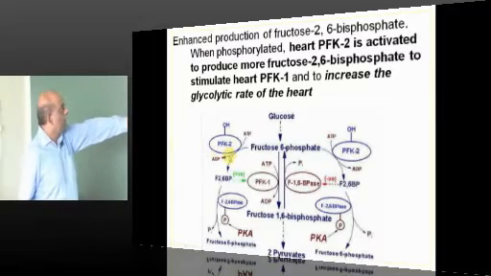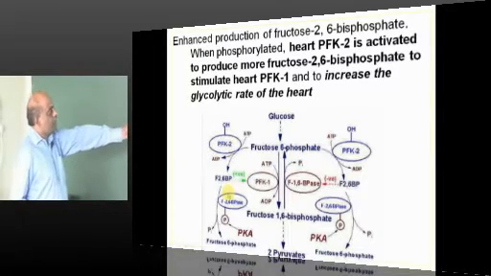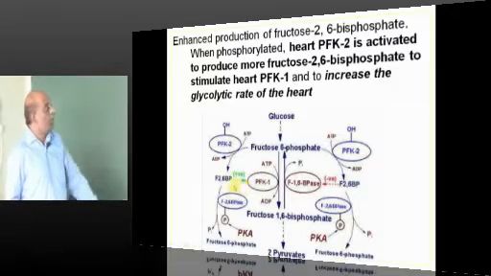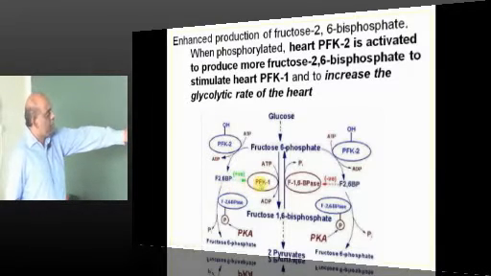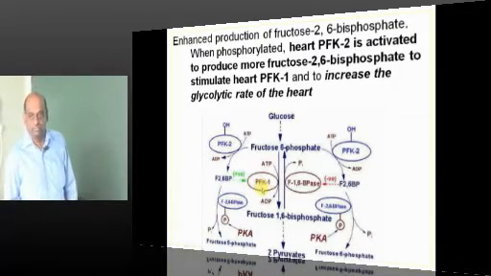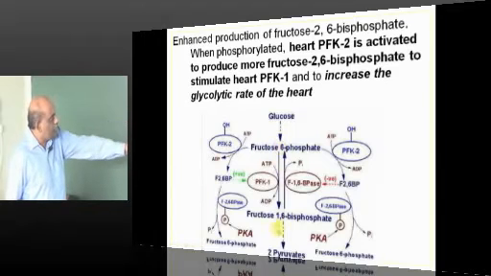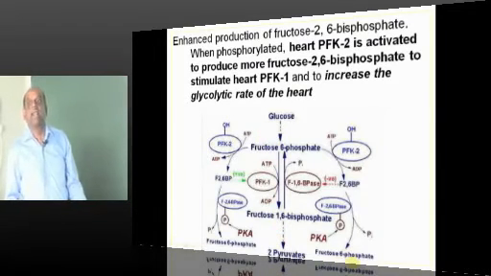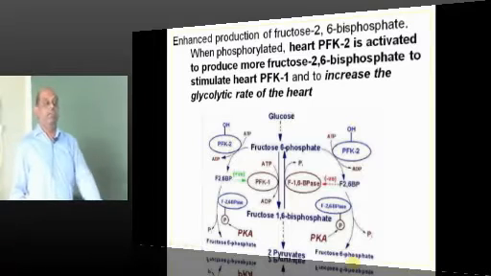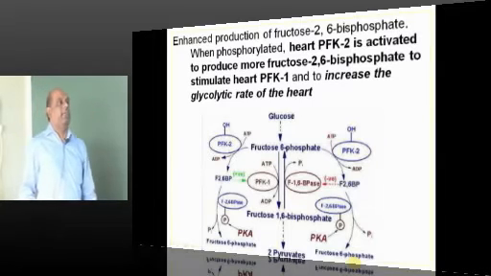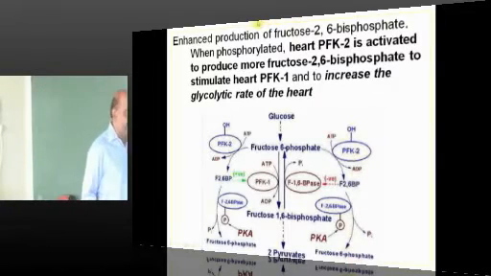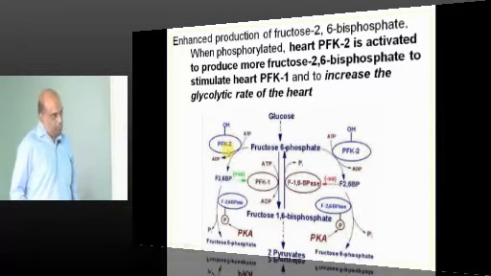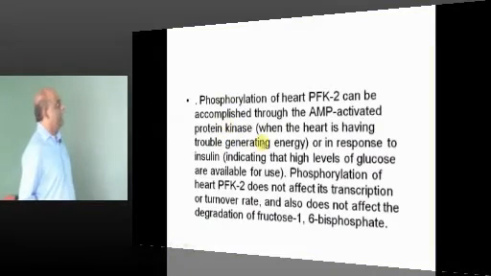PFK2 will convert fructose 6-phosphate into fructose 2,6-bisphosphate. Fructose 2,6-bisphosphate stimulates PFK1, which converts fructose 6-phosphate into fructose 1,6-bisphosphate and drives the cycle towards glycolysis. Whenever there is an increased demand for glycolysis, how will the body know? By increased activation of PFK2, is what you have to fundamentally appreciate, doctor.